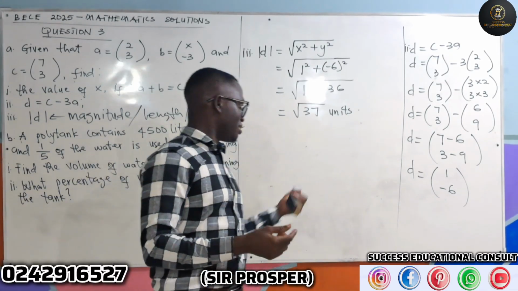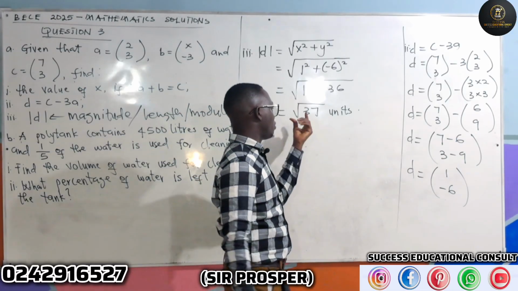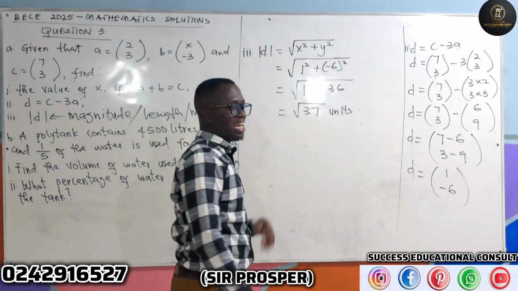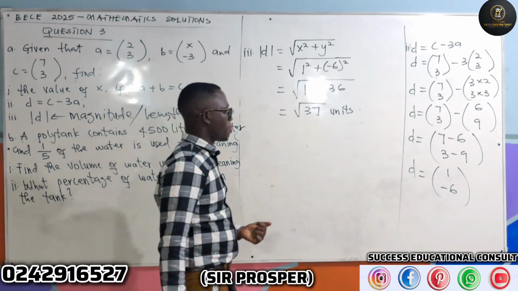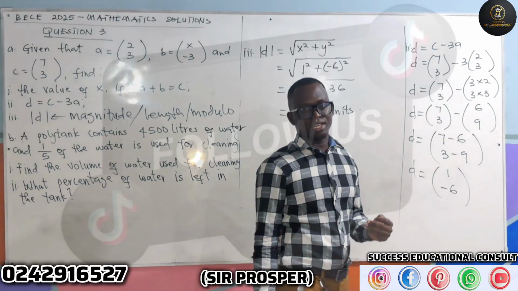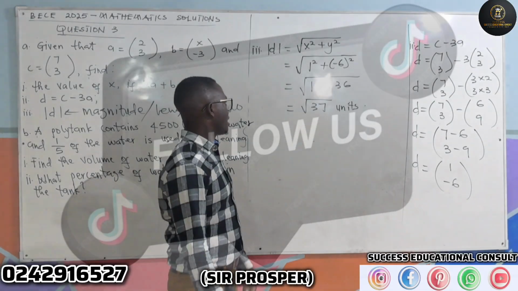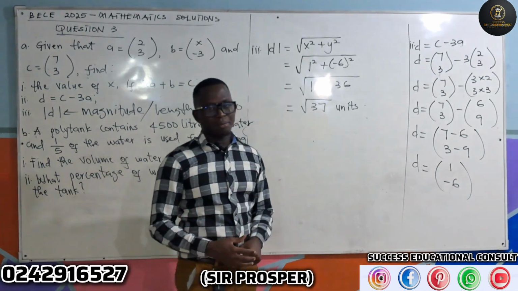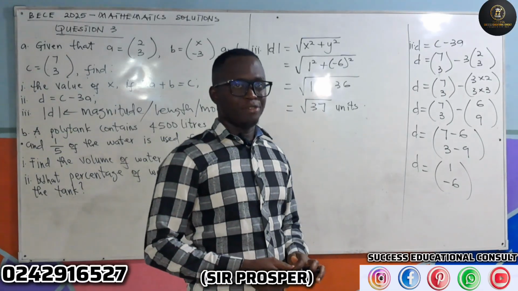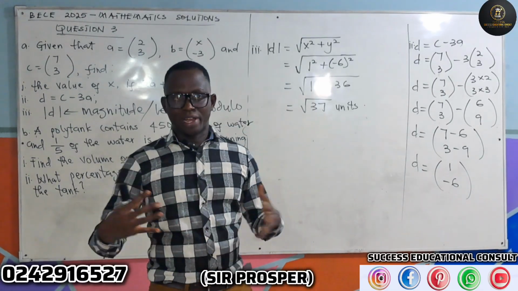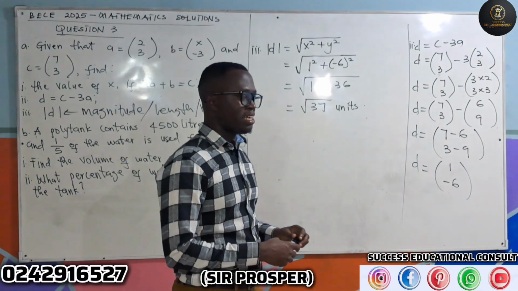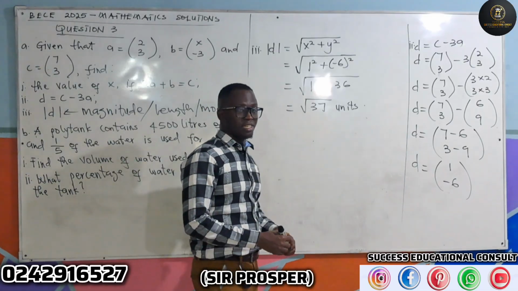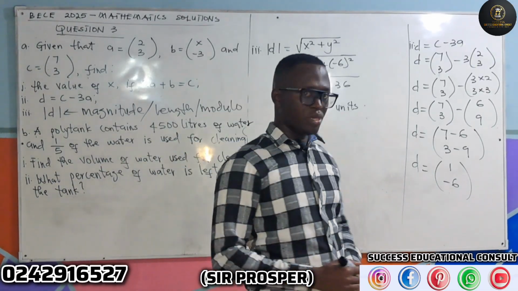Vectors don't have units, so when you get a magnitude, you just add units to indicate that we are finding length or magnitude. So that is for question number 3A. The magnitude of the vector D is the square root of 37. Now 37 is a prime number. It doesn't have any factor which is a square number that we can expand and write outside the root. So this remains the same. So the square root of 37 units. We are good to go.